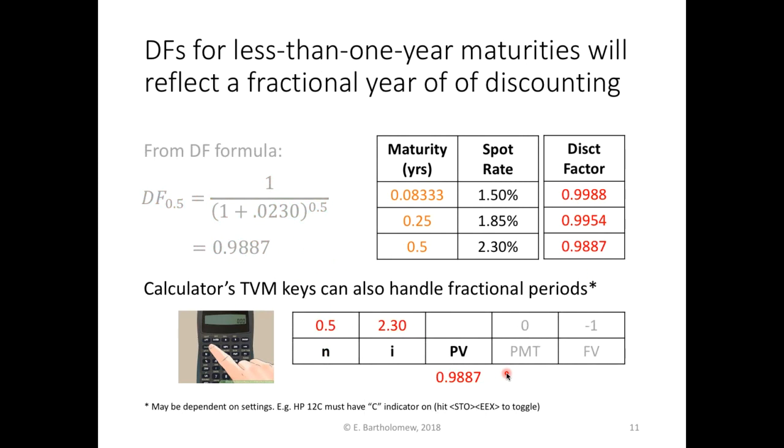Now, the calculator's TVM keys can also handle fractional periods, and I just say be a little bit careful with how the settings are. The settings need to be set so that it does annual compounding, but if that's done correctly, you can put in 0.5 for N, 2.3 for I, and you hit the PV key, and you'll get the same 0.9887 as we got using the formula.